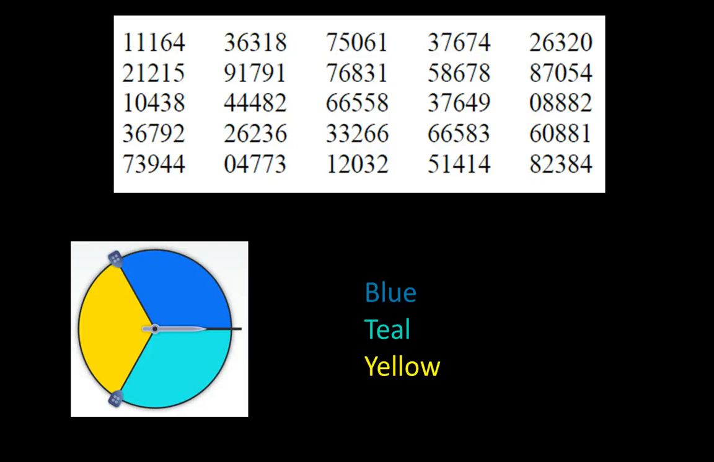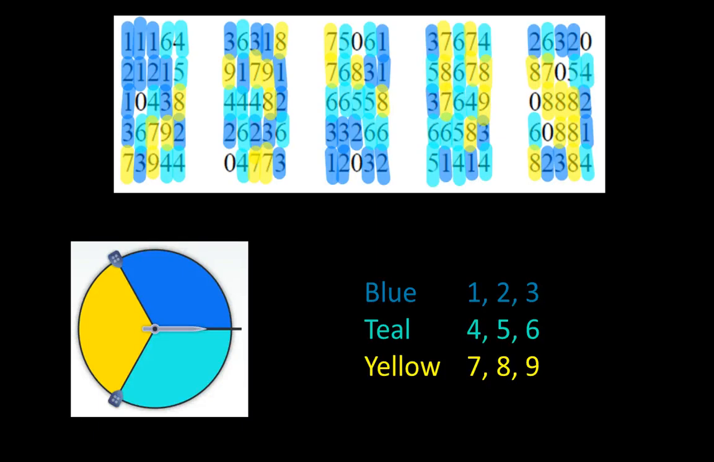So if I have 3 equal sized sectors, maybe I would decide that a 1, 2, or 3 would represent the blue sector, and a 4, 5, or 6 the teal, and a 7, 8, or 9 the yellow, and the 0 we're just going to throw out. It doesn't represent anything. And then I could go through and literally count the number of each of those numbers I have in the table, and then I could come up with some numbers that would represent random spins of the spinner.